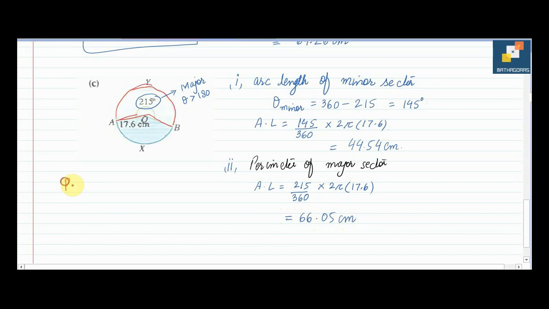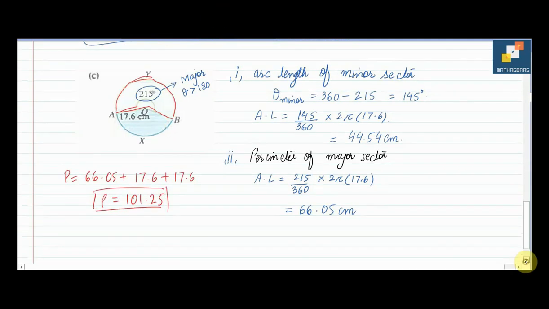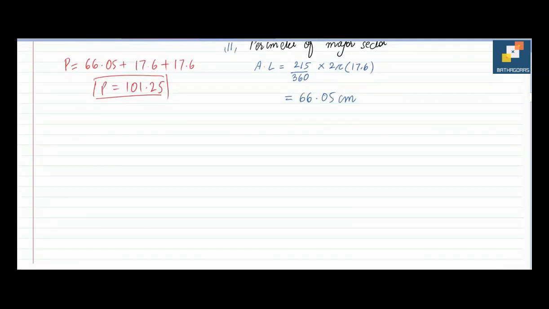For the perimeter, you need to add all the sides, so it's 66.05 plus 17.6 plus 17.6. When you add it, the final answer is 101.25. That is the perimeter of this whole shape. Now after question number 8, moving on to the next question, that is question number 9.